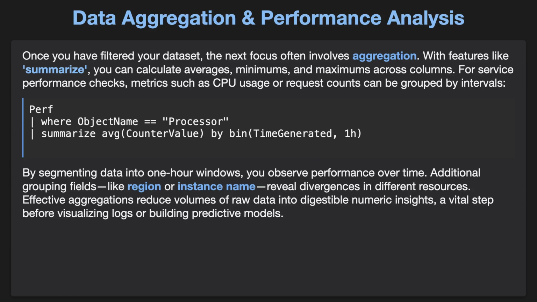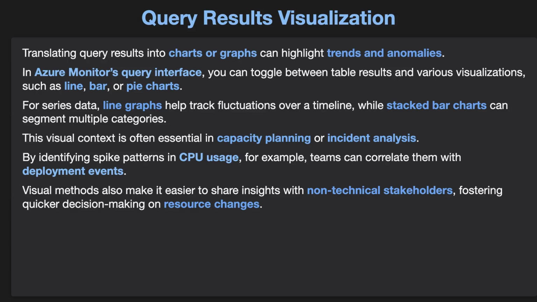Additional grouping fields, like region or instance name, reveal divergences in different resources. Effective aggregations reduce volumes of raw data into digestible numeric insights, a vital step before visualizing logs or building predictive models. Translating query results into charts or graphs can highlight trends and anomalies.